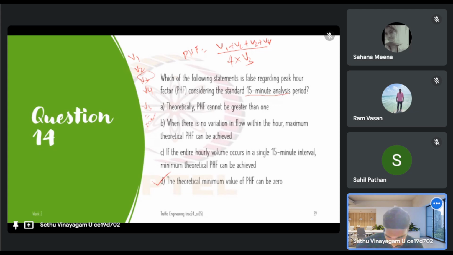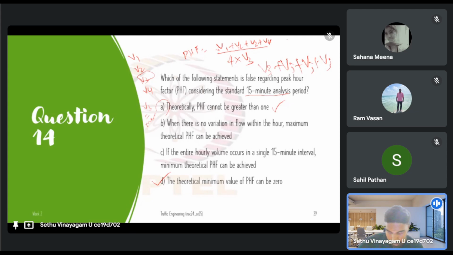Okay. So option A says that theoretically PHF cannot be greater than 1. Which is correct. Why? Because V3 is the maximum out of V1 to V4, right? So 4 times V3 is going to be greater than or equal to the sum of V1 plus V2 plus V3 plus V4, because when you do 4 times V3, we are adding V3 four times, and we know V3 is greater than V4, V2 and V1. So this sum is always going to be larger, which means the denominator is going to be larger than the numerator. That's why this ratio cannot be greater than 1.